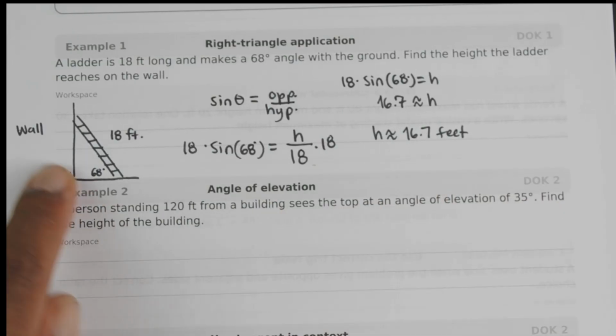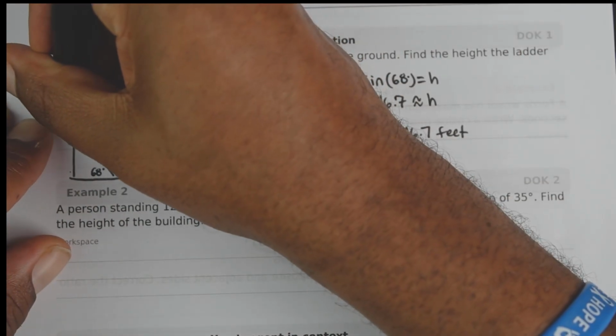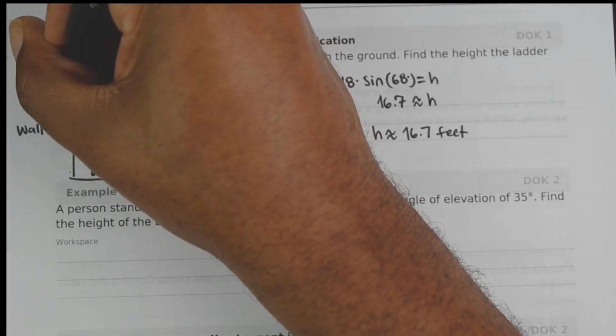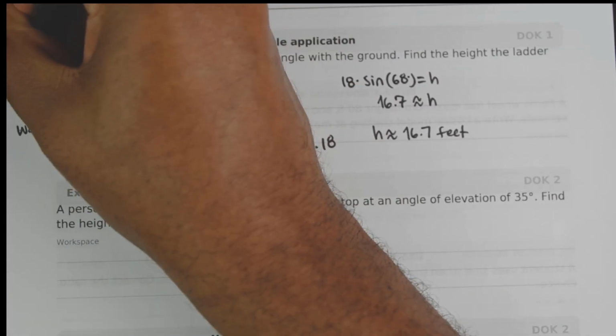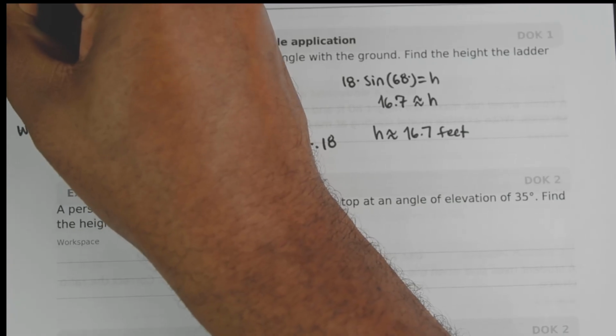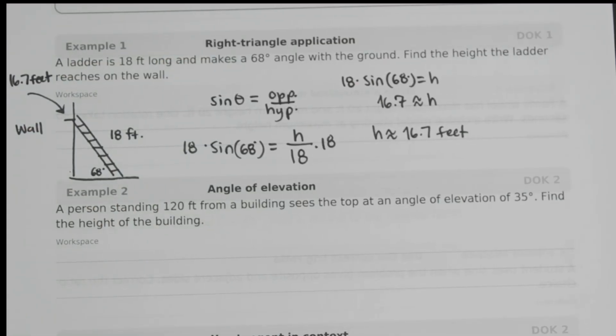So the wall at about right here would be about 16.7 feet. Example number 2.